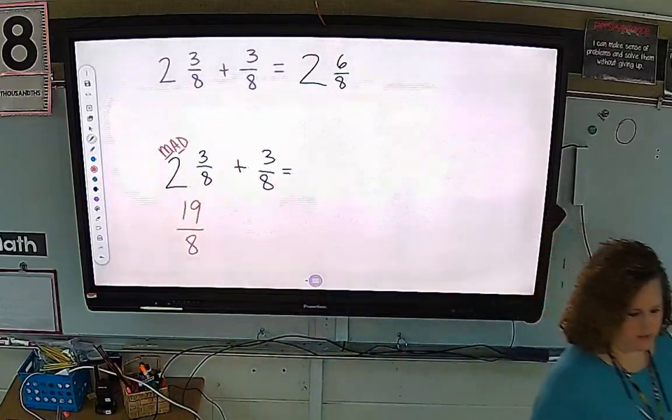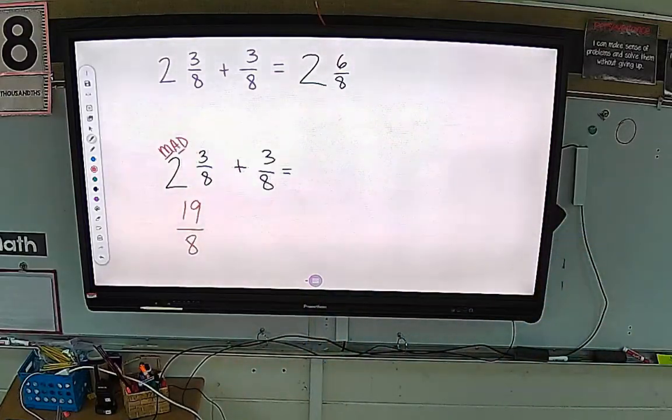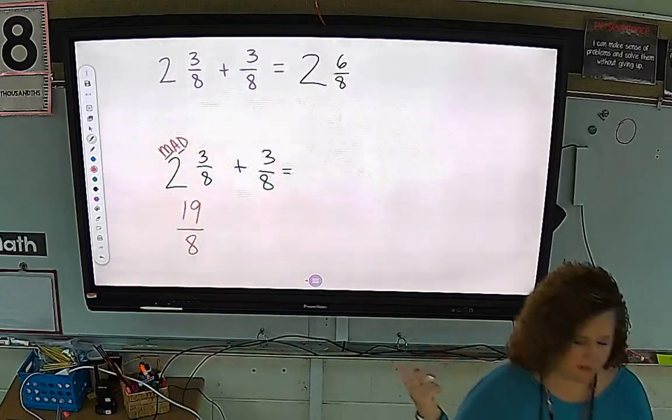There's our brand new mixed number. That's why we took a time out several days ago to practice changing a mixed number to an improper fraction and an improper fraction to a mixed number, because right now it's just a step inside of another problem that you've got to know how to do.